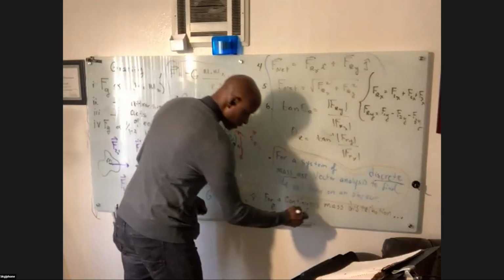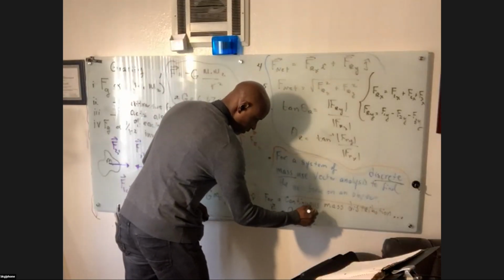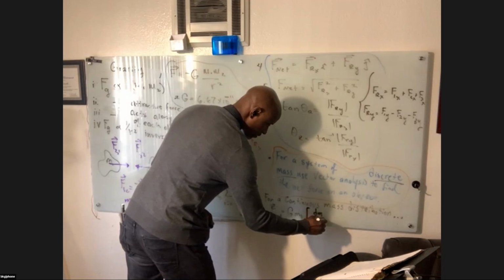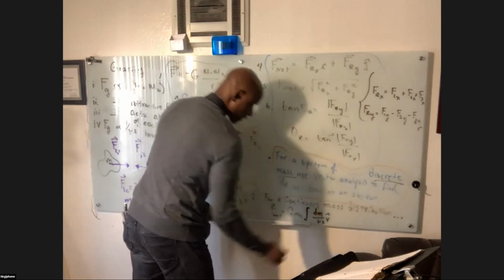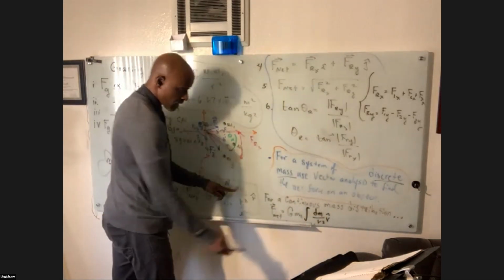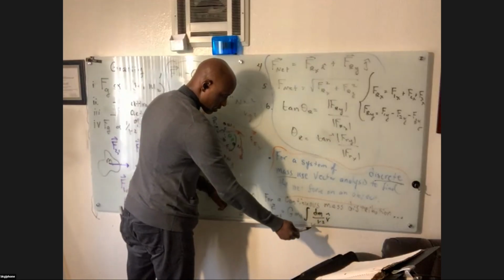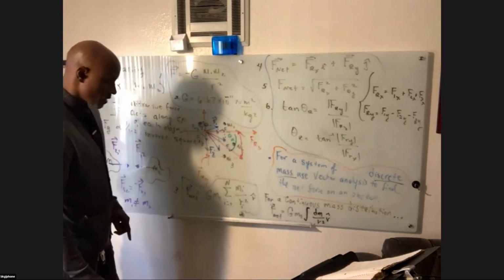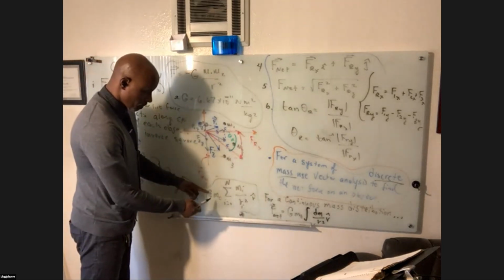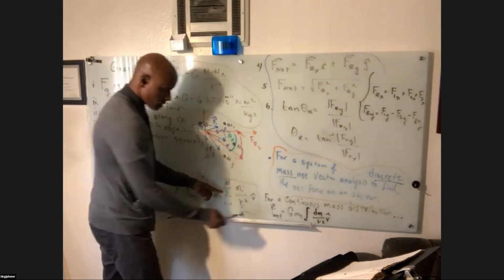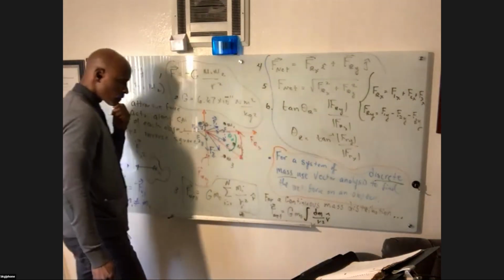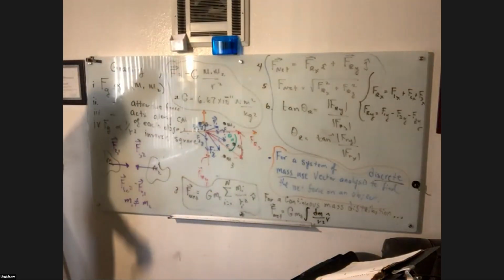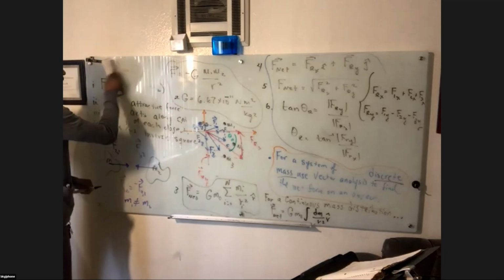Let's try. Integral, there you go, of dm over r squared, r hat. So this m sub i becomes a differential mass. r squared is just the r of the differential mass. And the summation is the integral.